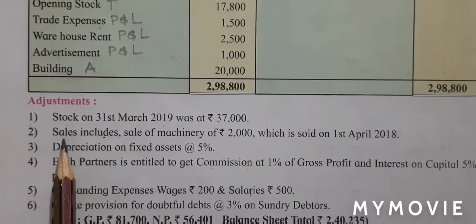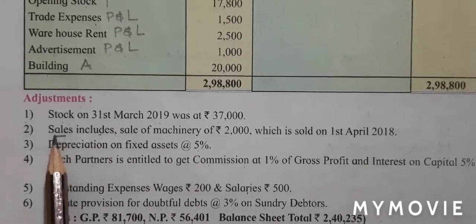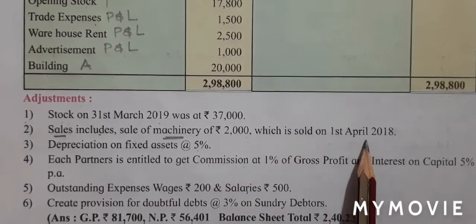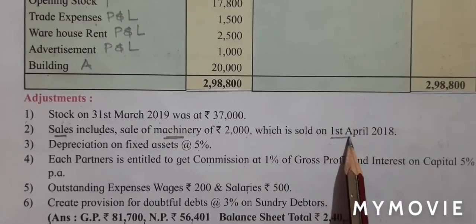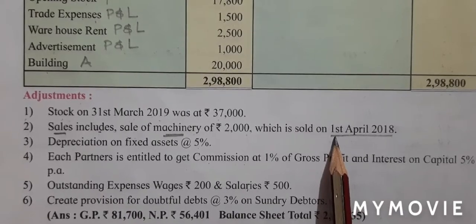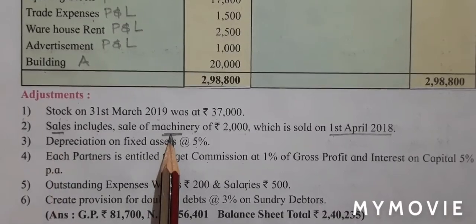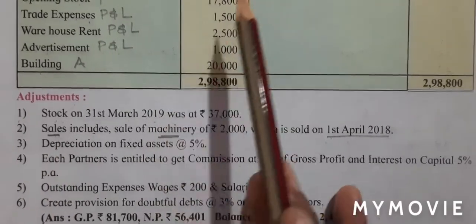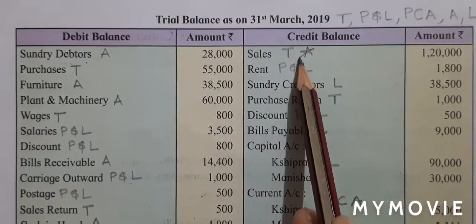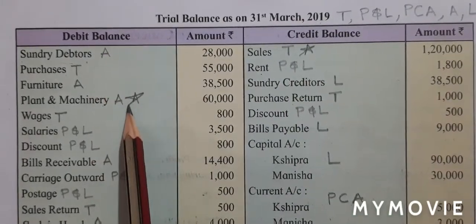Adjustment number 2, sales includes sale of machinery. So I have sales and I have machinery of rupees 2,000, which is sold on 1st April 2018, which means it is sold at the beginning of the year. Now students, I will explain this adjustment while we are doing the sum. Now we will only mark star for sales and for machinery. Sales is on our credit balance, so I'll mark a star. And machinery comes on my debit balance, so I will mark star for plant and machinery.